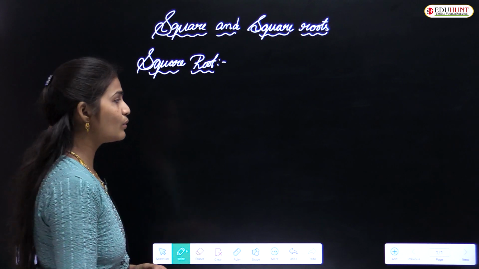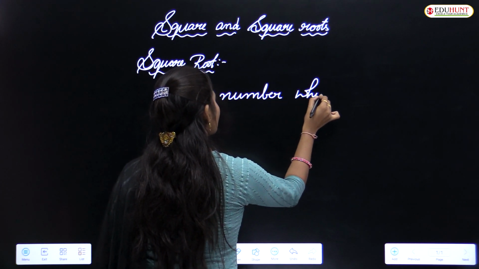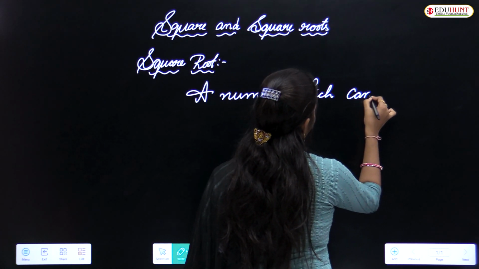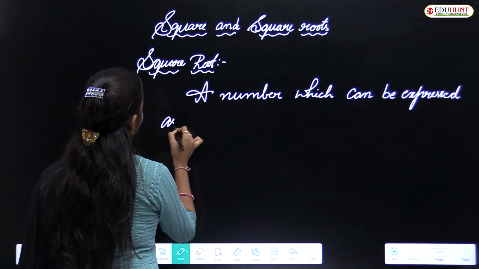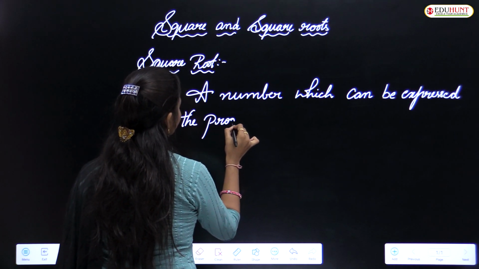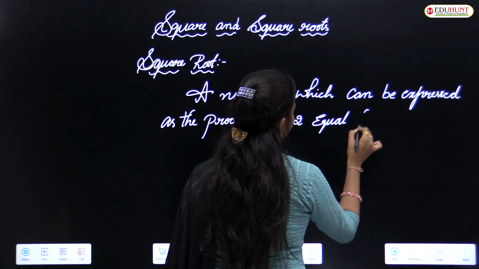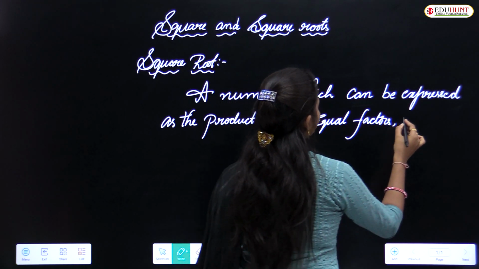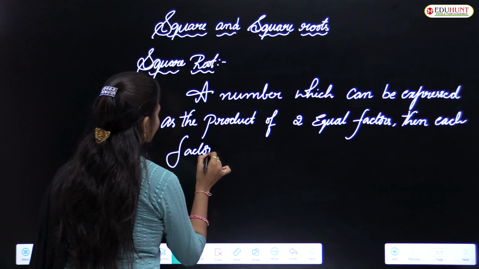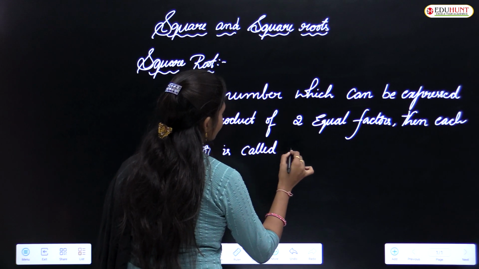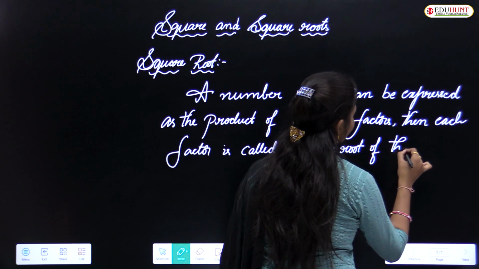So what is a square root? A number which can be expressed as the product of two equal factors, then each factor is called the square root of the given number.